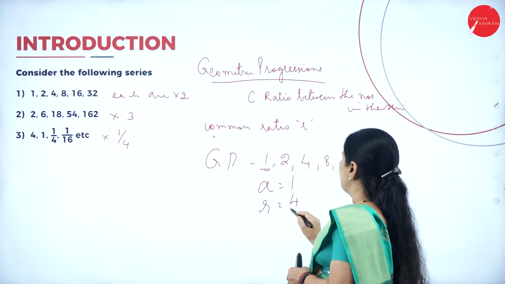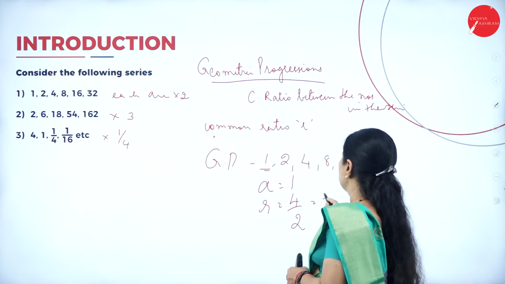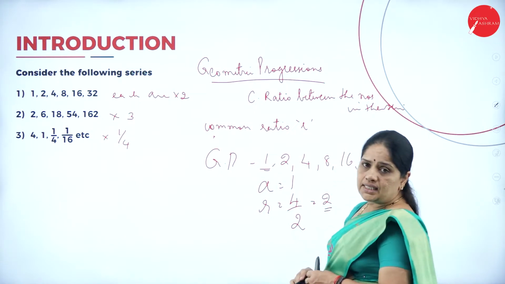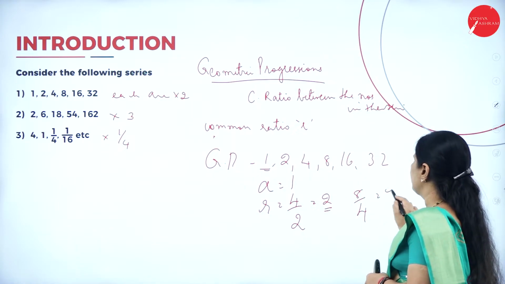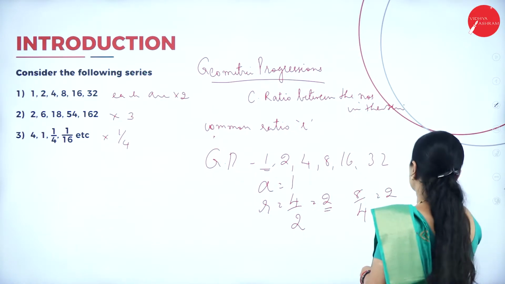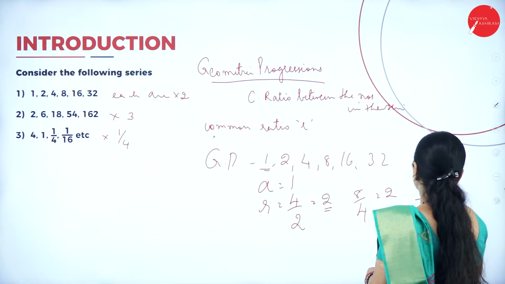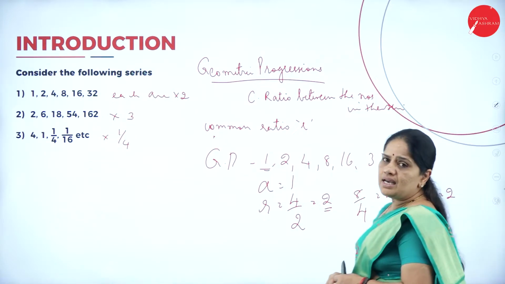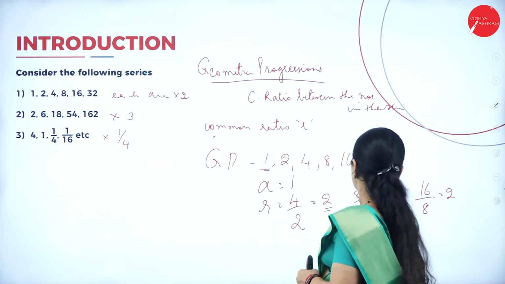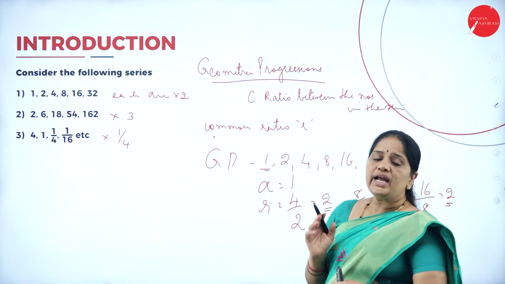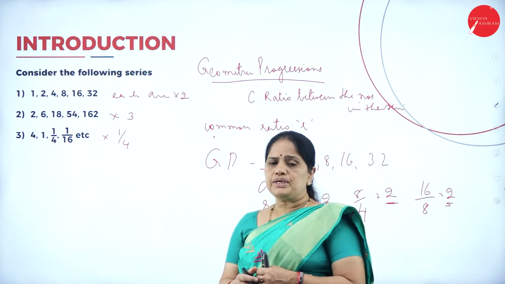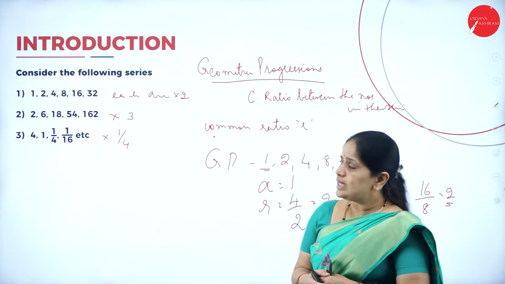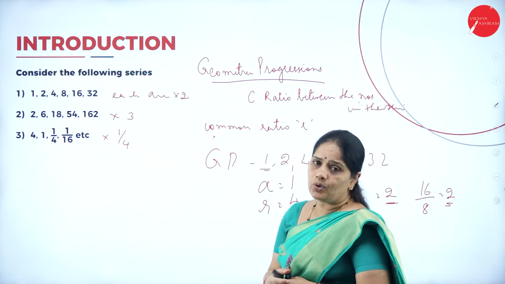Suppose I take 4 divided by 2. So 2 is the answer. Now if I take 8 divided by 4, 2 is the answer. 16 divided by 8, 2 is the answer. So this common ratio remains the same for any two consecutive terms of the GP. So that progression is called the geometric progression.